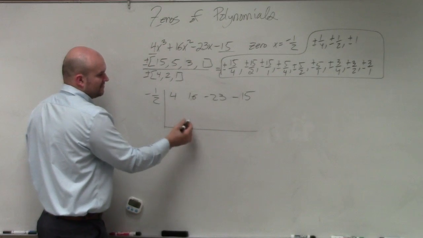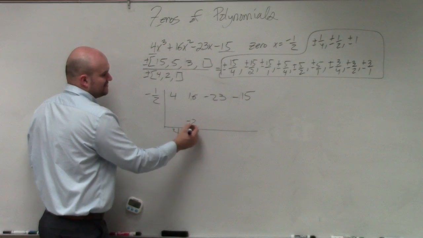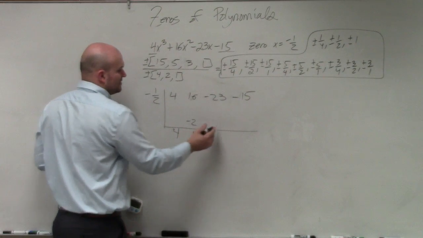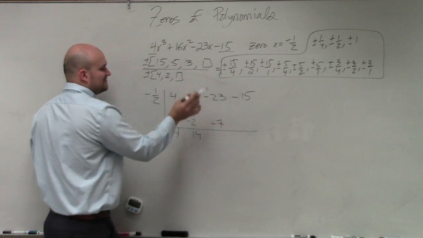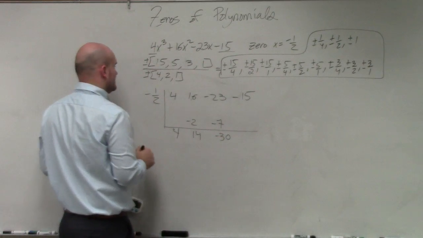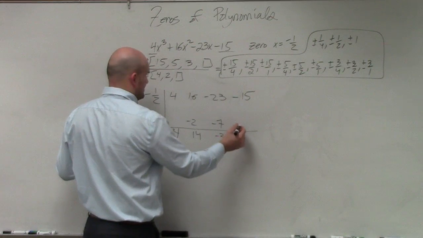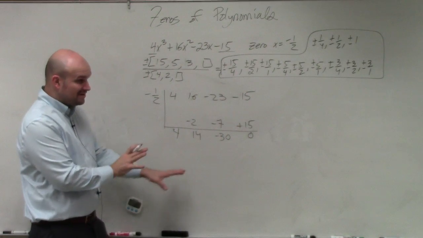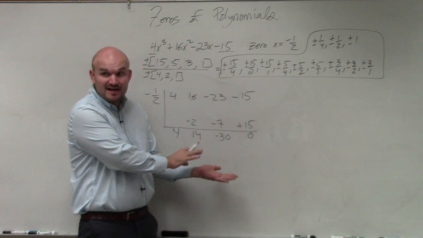4 times negative 1/2 is a negative 2. 16 plus negative 2 is positive 14. 14 times negative 1/2 is a negative 7. Negative 23 plus negative 7 is a negative 30. Negative 30 times negative 1/2 is going to be a positive 15, 0. So remember, this answer is also a factor, right?